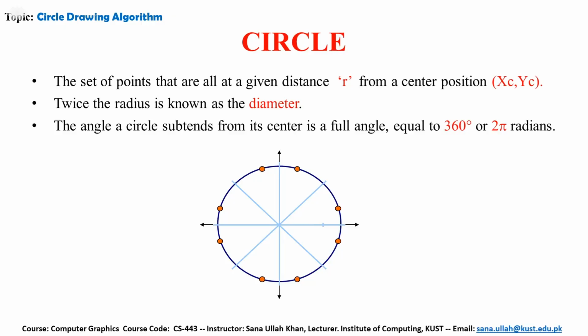So what is meant by a circle? It can be defined as a set of points that are all at a given distance r, meaning radius, from a center position xc, yc, which is also called the origin. Twice the radius is also known as the diameter. The angle a circle subtends from its center is a full angle, which is equal to 360 degrees or 2 pi radians. So this is the circle. These are the points which have the same distance, or are equidistant, to the center from each and every side. This is the octant, this is the octant, these are the 4 octants.